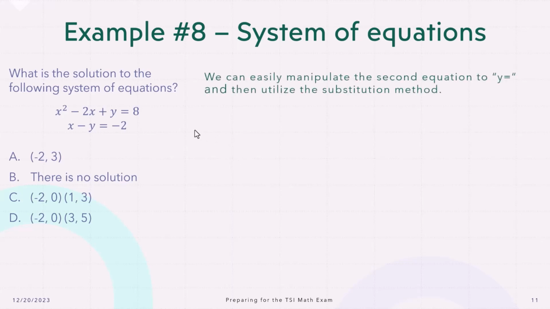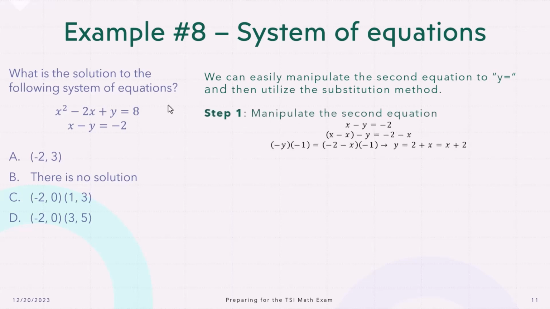There are actually several methods to approach solving a system of equations. Two of these methods are called elimination and substitution. For this final sample problem, we're going to utilize the substitution method. You can see that we could easily take this second equation, x minus y equals minus 2, and set it equal to just y. So the first step is to manipulate that second equation.